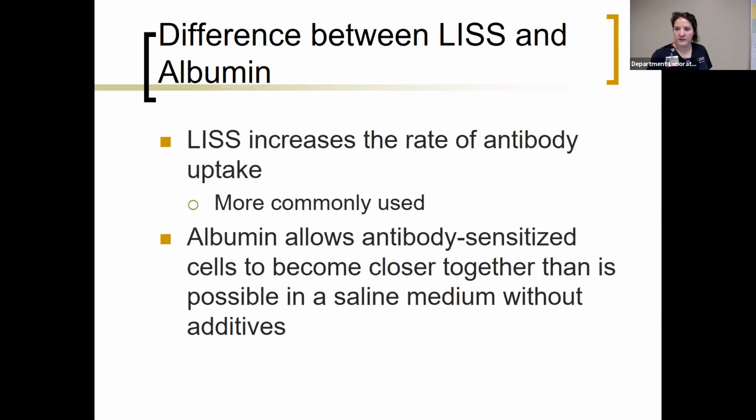Oops, I think that's a duplicate slide. Oh, maybe not.